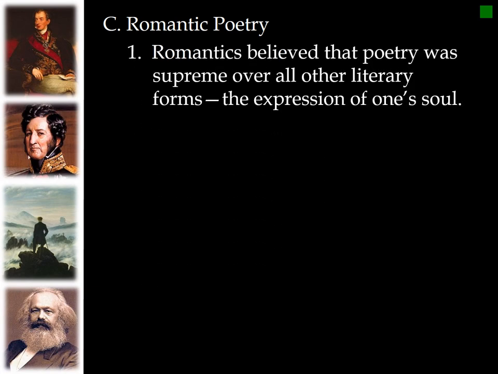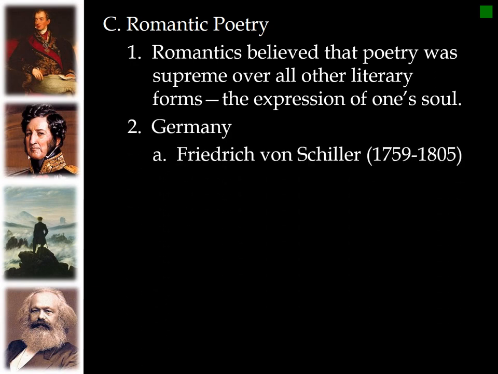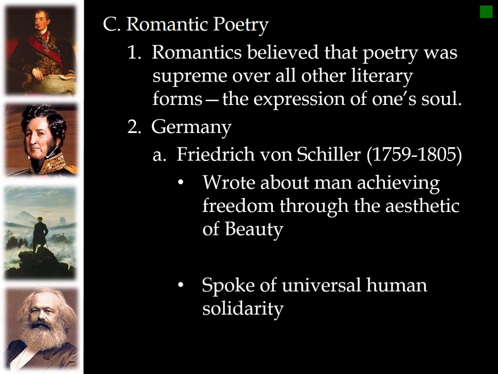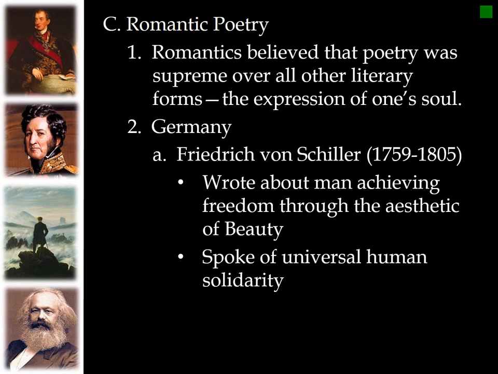Romantic poetry. The Romantics believed that poetry was supreme over all other literary forms. They saw poetry as the expression of one's soul. In Germany, Friedrich von Schiller, from 1759 to 1805, wrote about man achieving freedom through the aesthetic of beauty. He spoke of universal human solidarity as well.